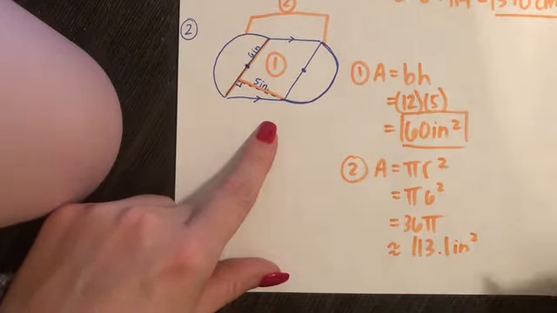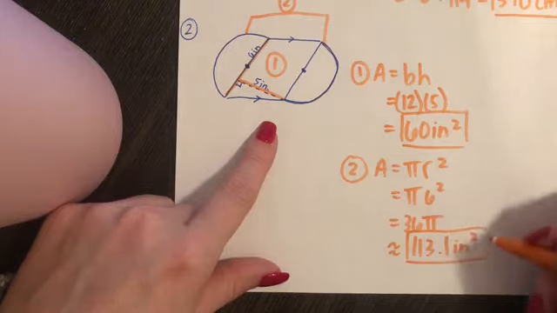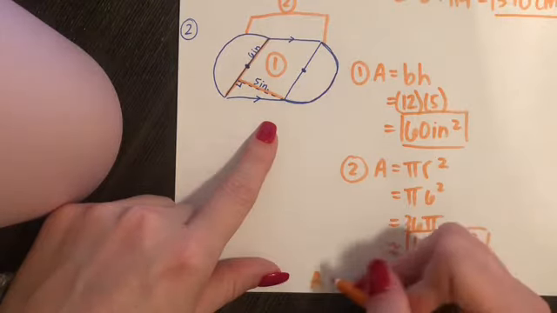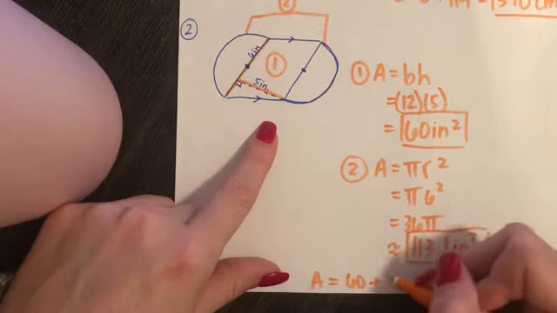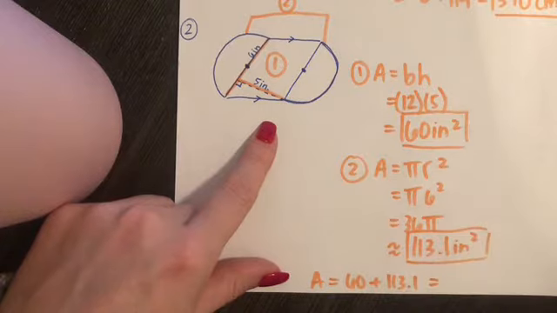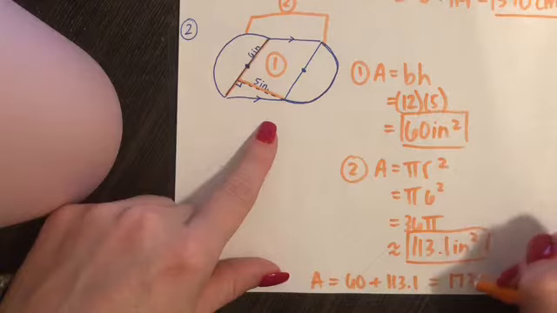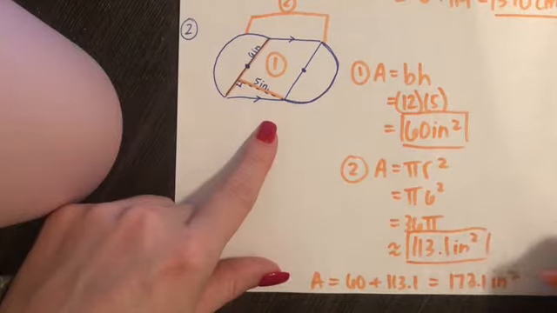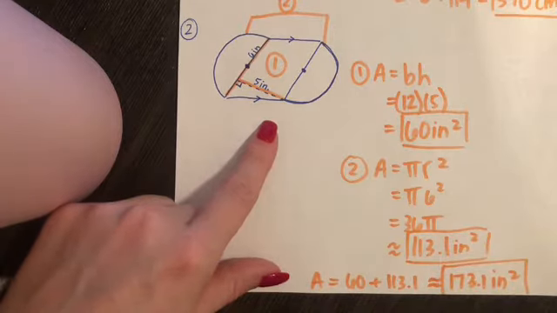To find the total area, we're going to find the sum of these two. So 60 plus 113.1 gives us a total of 173.1 square inches. And I guess this would be an approximation since I rounded that answer.